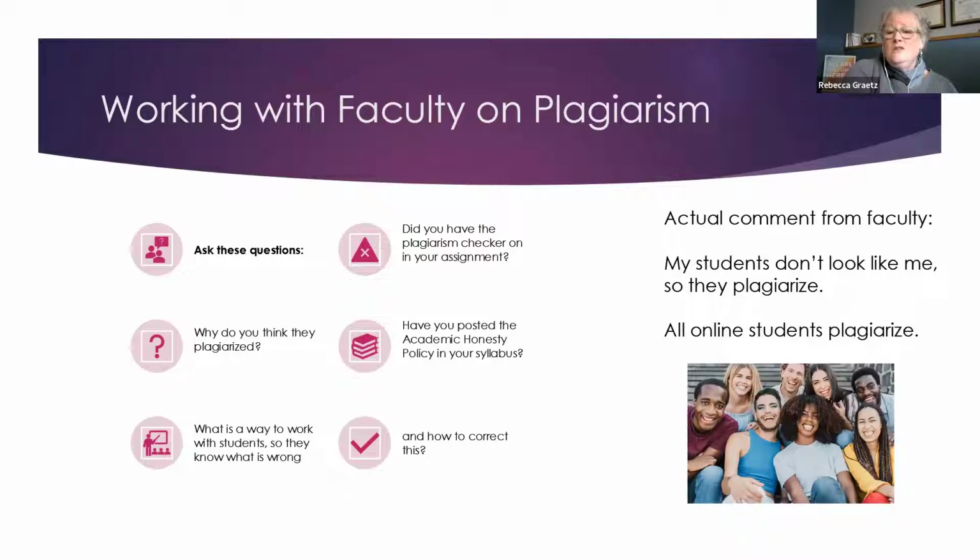The policy that we have at Thomas More has been there for maybe 20 years, but it's an opportunity to teach your students about plagiarism. And I've found a lot of faculty don't report this because they don't want students to get kicked out of school. They don't want the DFW rate of their course to change. They want to see that they're passing students. What is a way to work with students so that they know what's wrong? And how do you correct that?